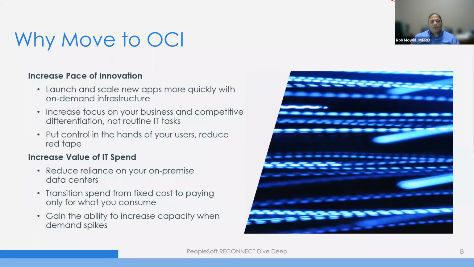So again, when you really think about it, you're trying to increase and take advantage of new innovations. Most people want to focus on the business side of their organizations and not so much the technology. So let's let somebody else manage the technology. You can scale up and scale down in cloud environments, but you're really controlling and focusing on the business side of that. So those are some of the major reasons that we're seeing people making this move.